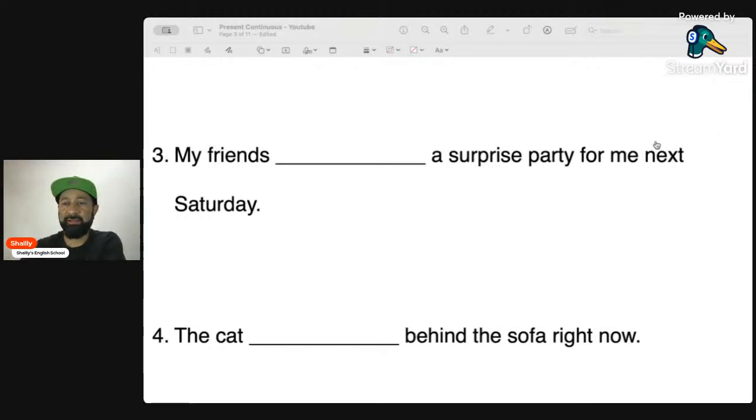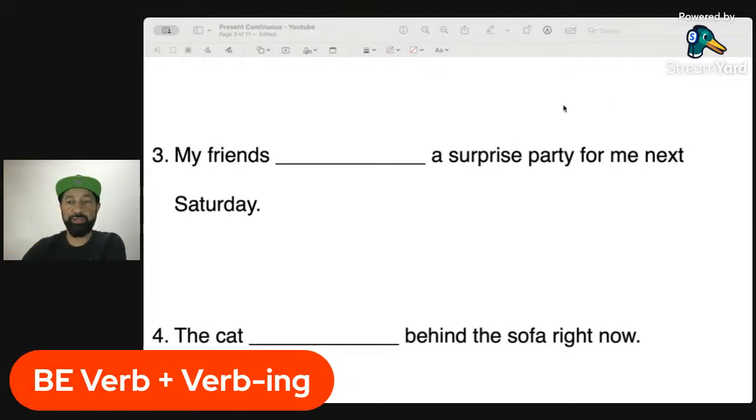So in this lesson, pretty much what we're doing is we are using the present continuous. So you have to use the be verb plus the verb in the ing. Be verb and then ing. So that's what we're doing today.